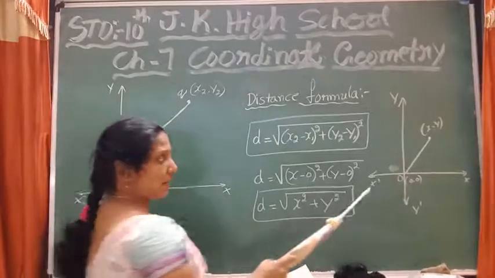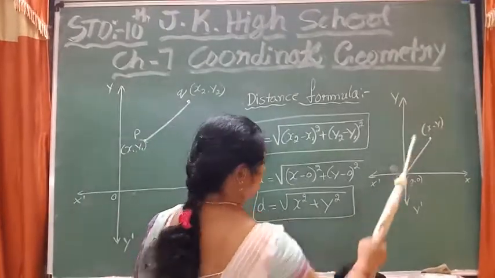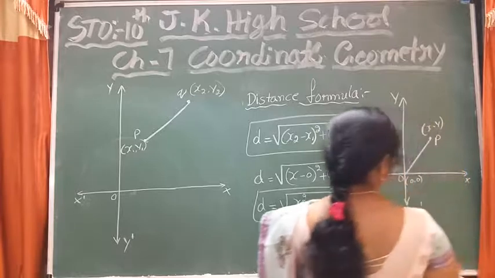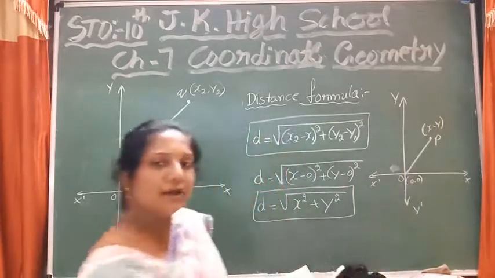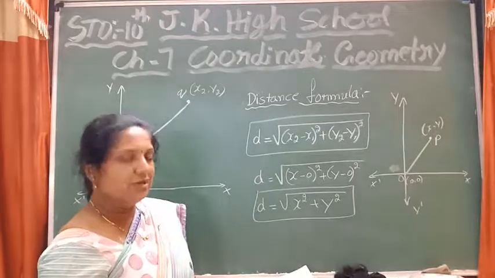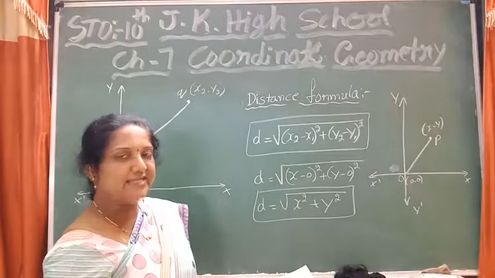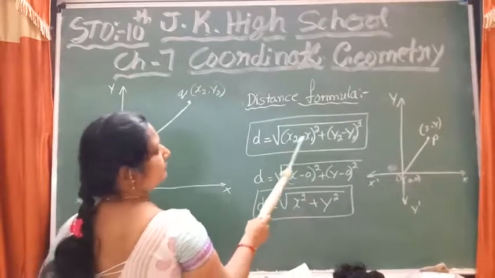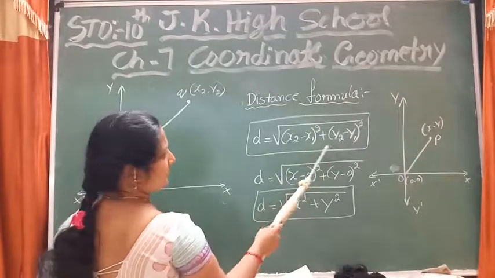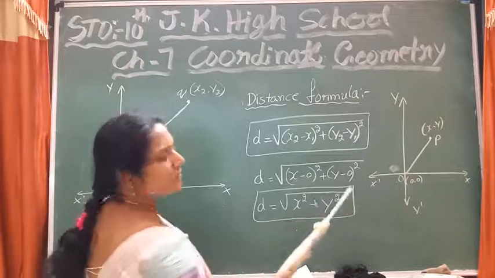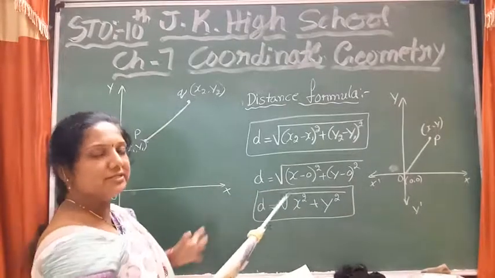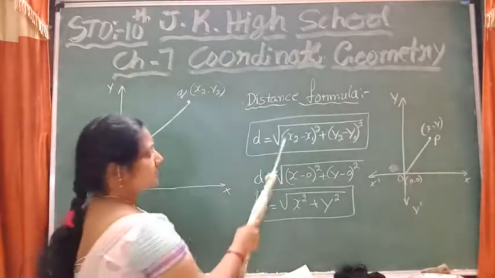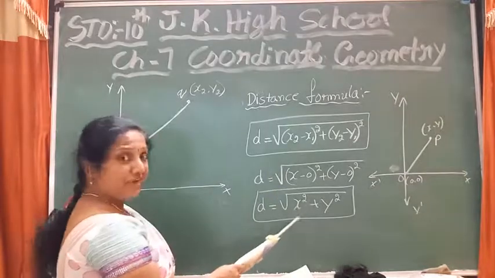If we have to find the distance from the origin to any point P, let the P coordinates be x, y, and we know the origin coordinates are always 0, 0. At the origin, the coordinates of the x-axis and the y-axis are 0, 0. So if I substitute in this formula, x2 value is x, y2 value is y, and x1, y1 are 0, 0 because it is from the origin. So if they ask you to find the distance from the origin, you have to consider the x1, y1 values as 0, 0. So the same formula simplifies this way.